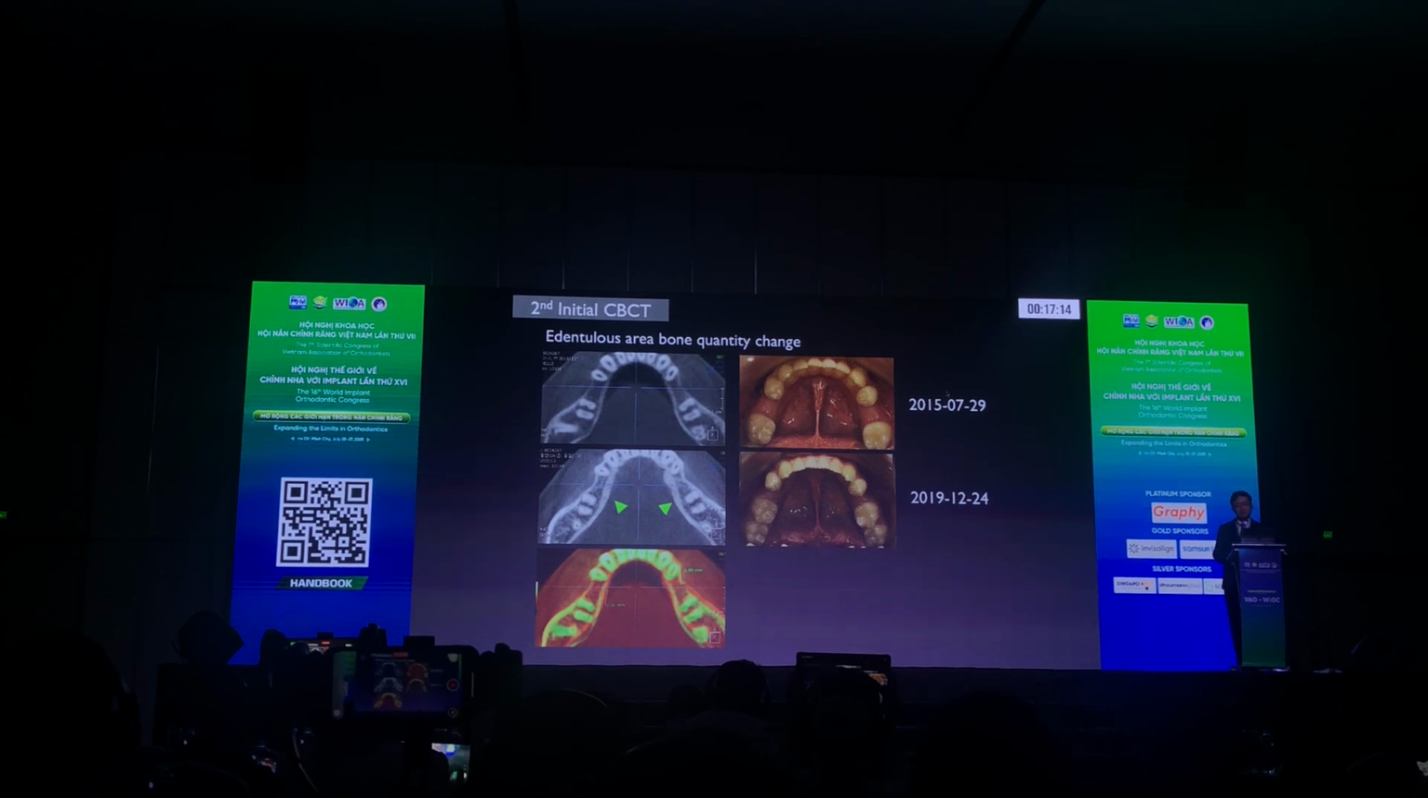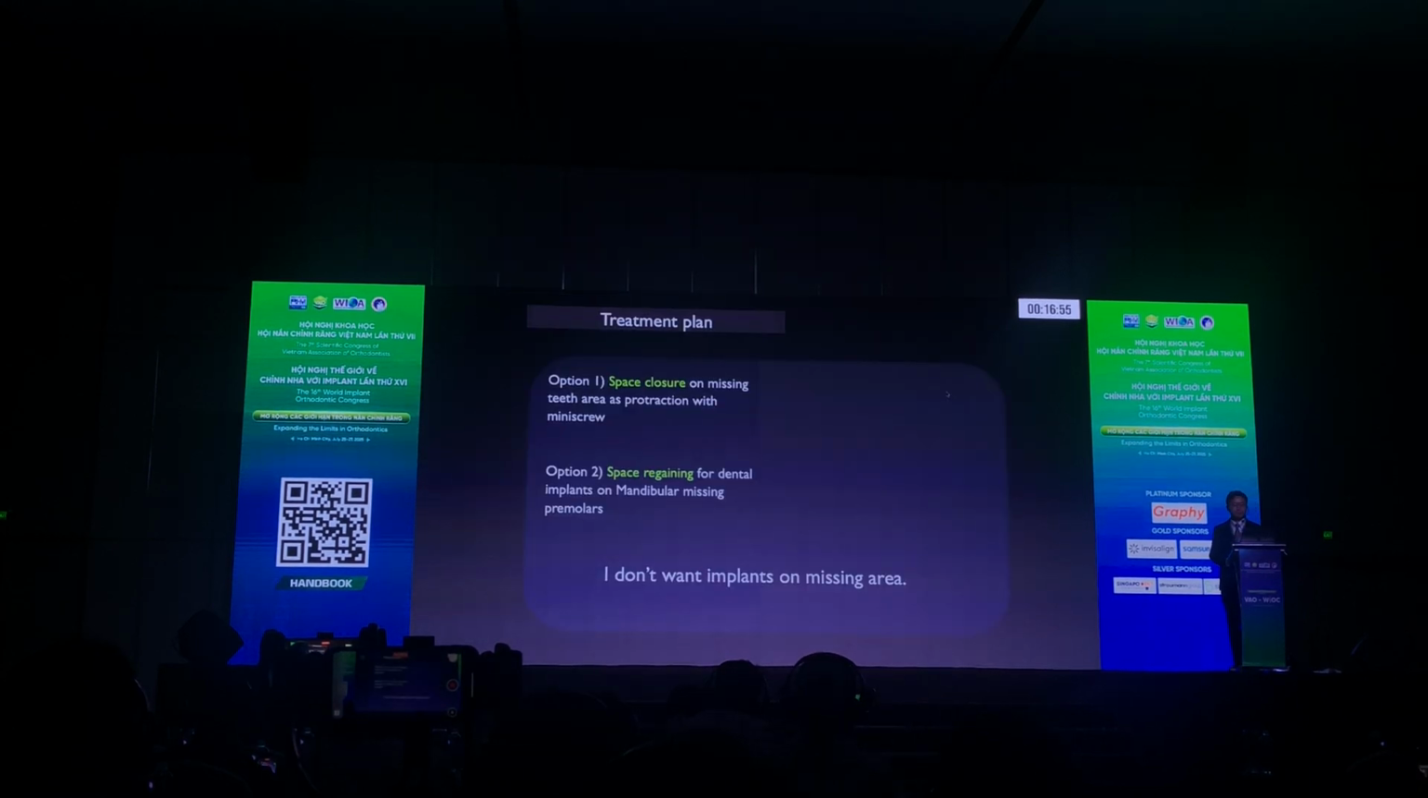When I took a CBCT, the bone quality and quantity were quite different. Look at the thickness and density. The alveolar bone gets thicker and more dense, which means it's difficult to protract the molar at this time. So I explained this issue to the parents. We have two options anyway: space regaining or space closure. But the parents insisted they didn't want an implant anymore, so we decided on space closure.